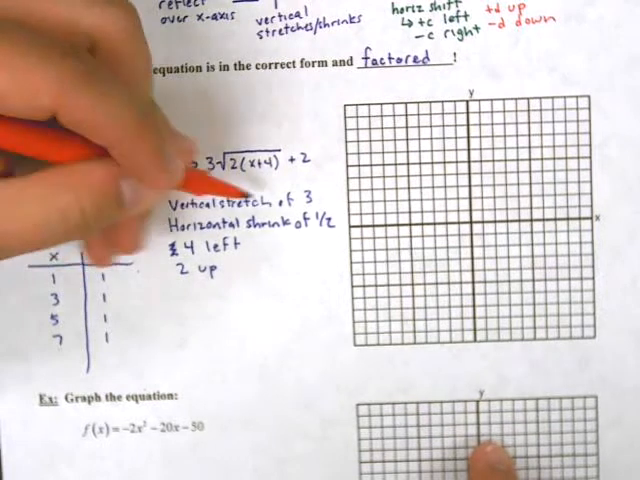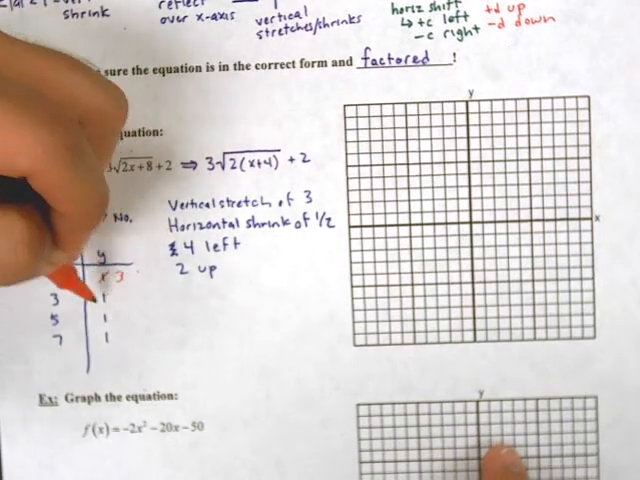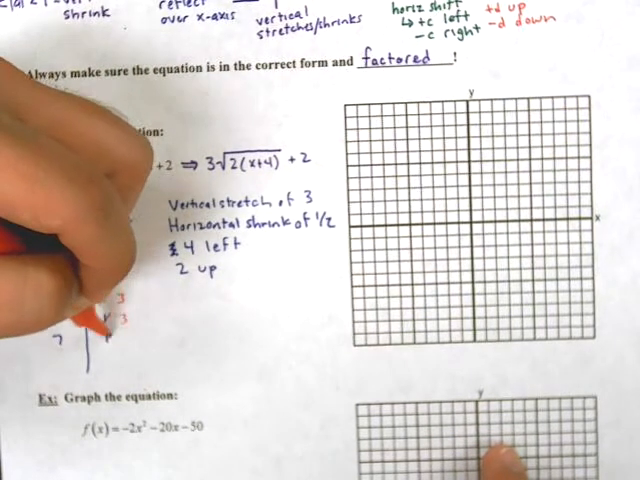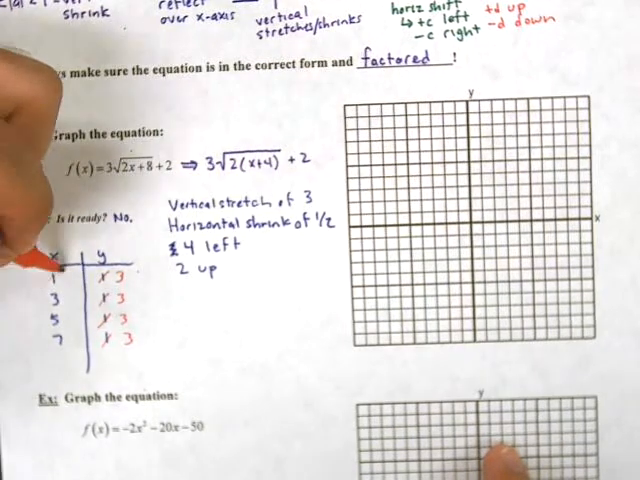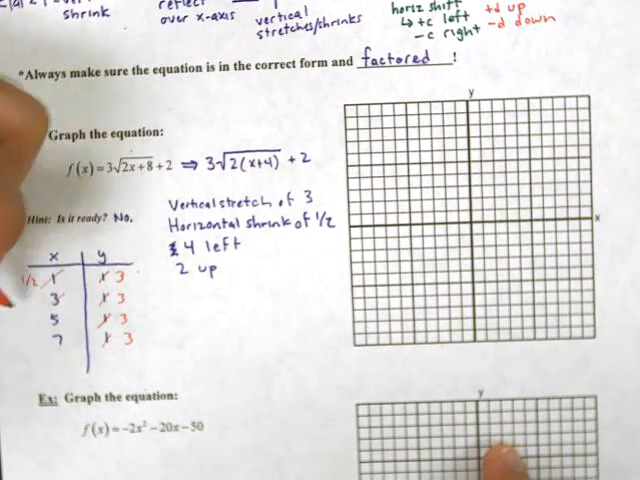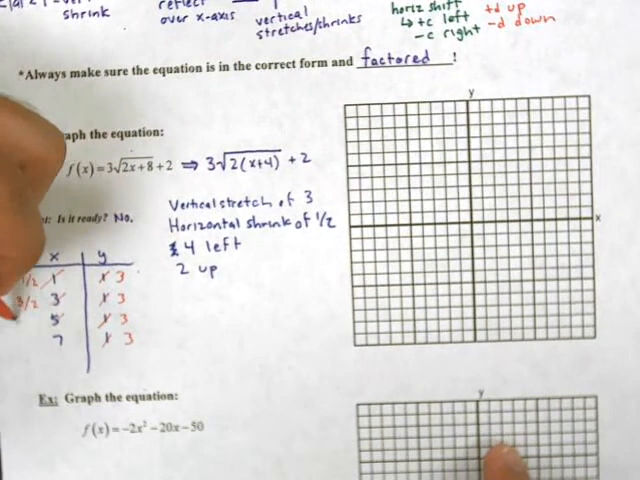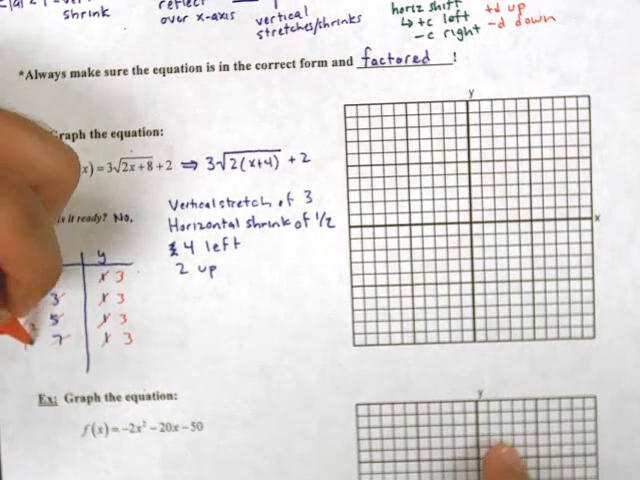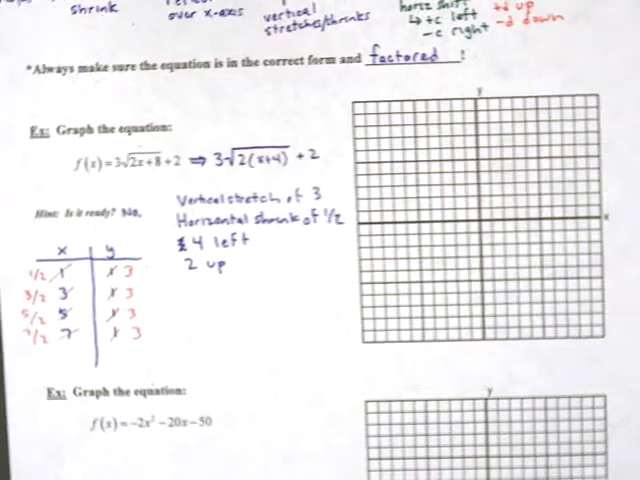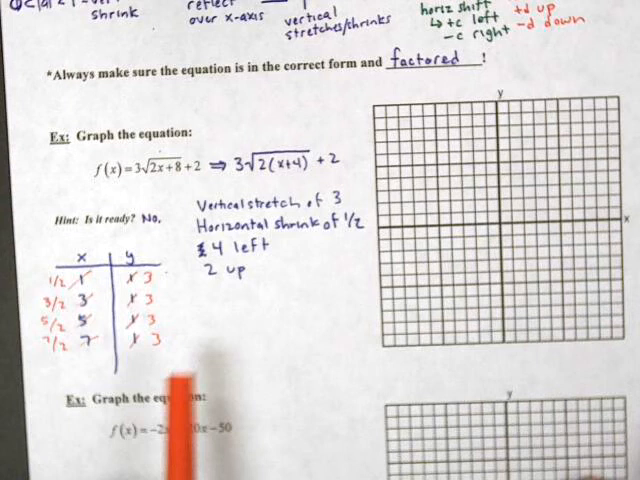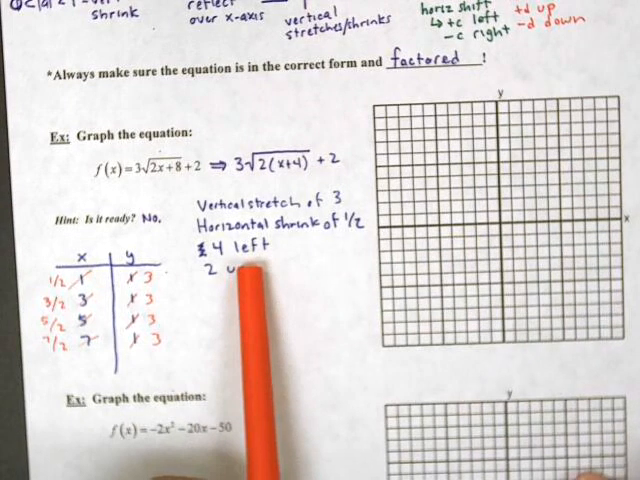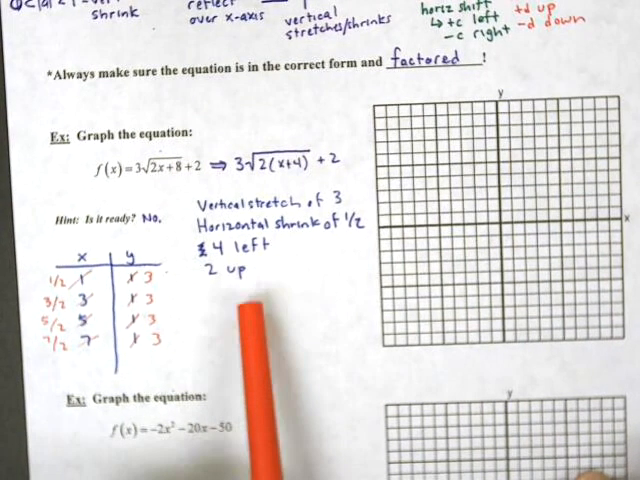So I know a vertical stretch of 3 is going to affect the y values. I'm going to have to multiply each by 3. And then a horizontal shrink of 1/2 affects my x's by 1/2. Alright, I am now ready to go. So we start, make sure we find our starting point. We're going 4 to the left and 2 up.